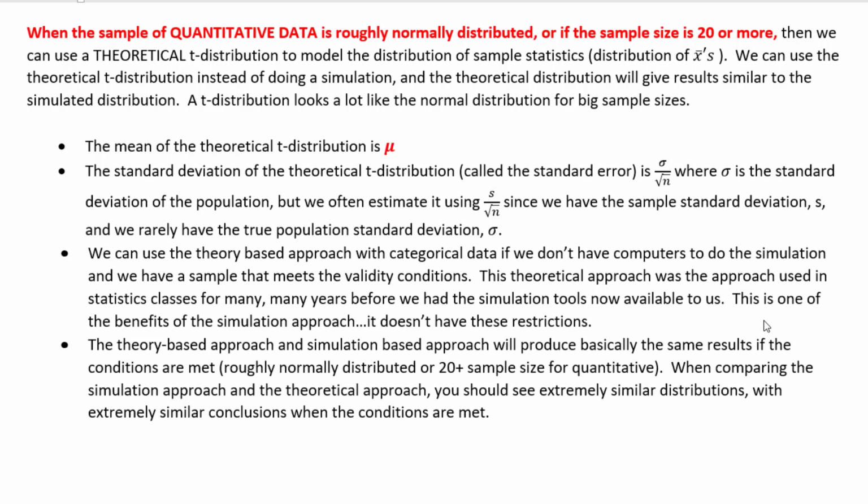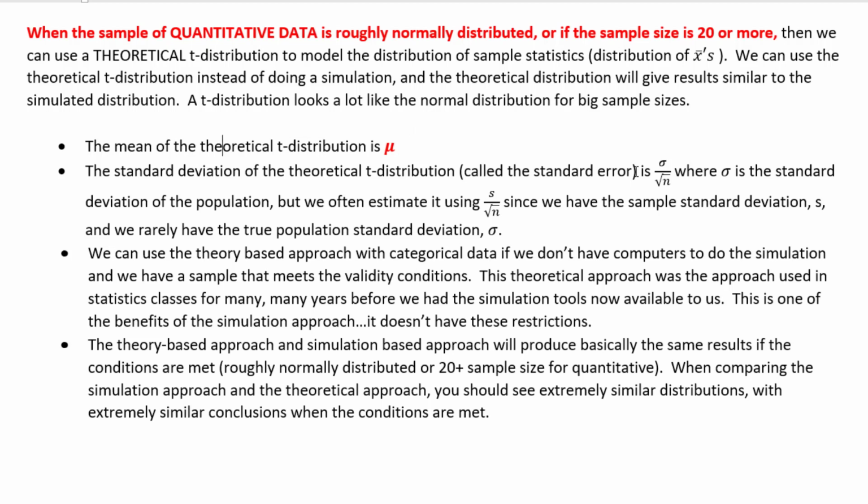So as it reads here, when you have a sample of quantitative data that is roughly normally distributed, so it's a mound-shaped like a bell curve, or if your sample size is 20 or more, that meets the validity conditions and you'll be allowed to use a theoretical t-distribution to model that distribution of sample statistics. So when you do have that t-distribution, the center of it is going to be mu, the population parameter, just like it was when we used a simulation-based approach.